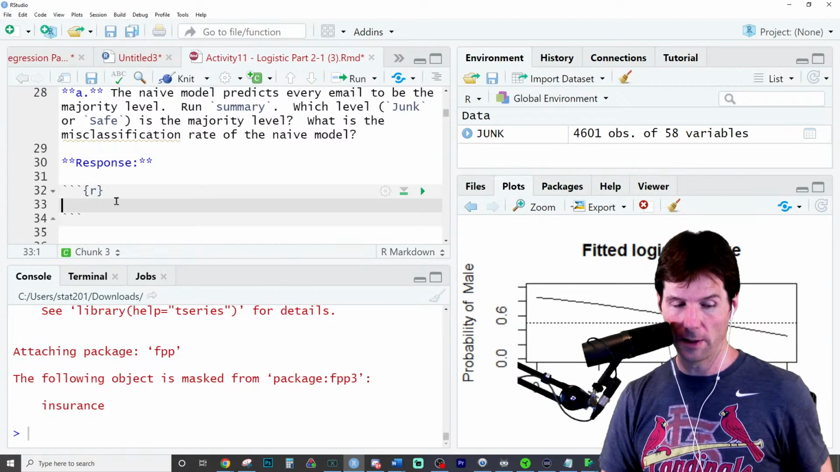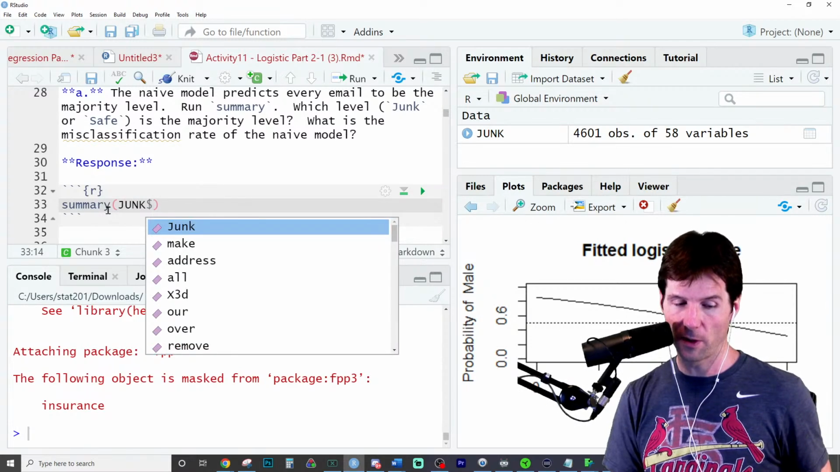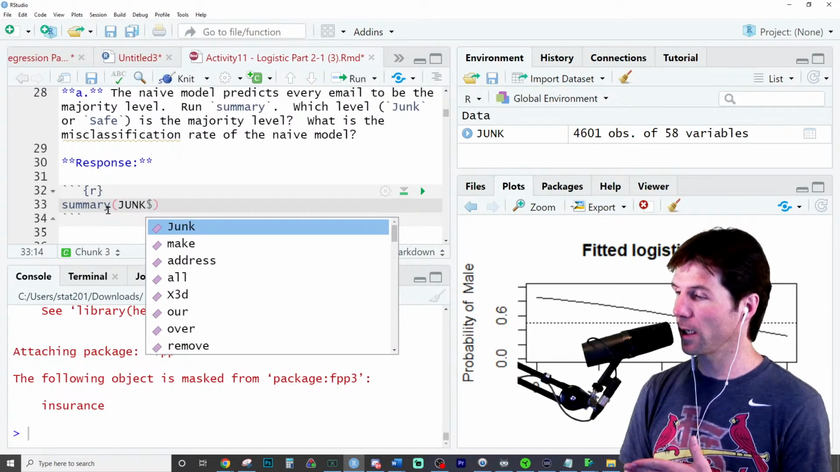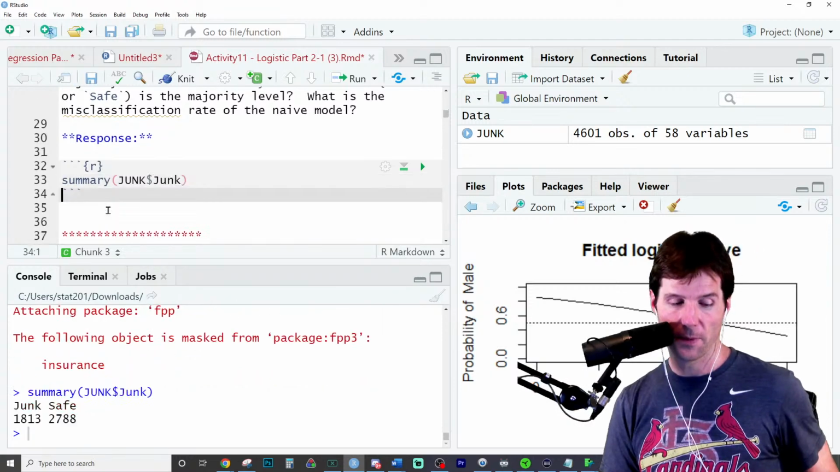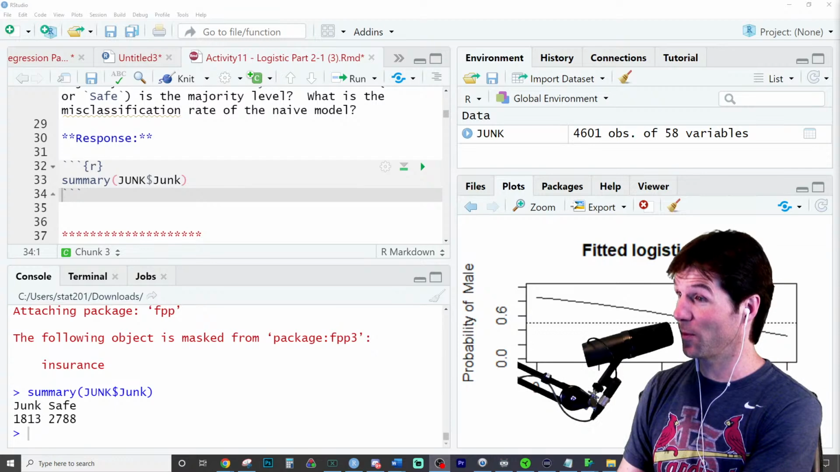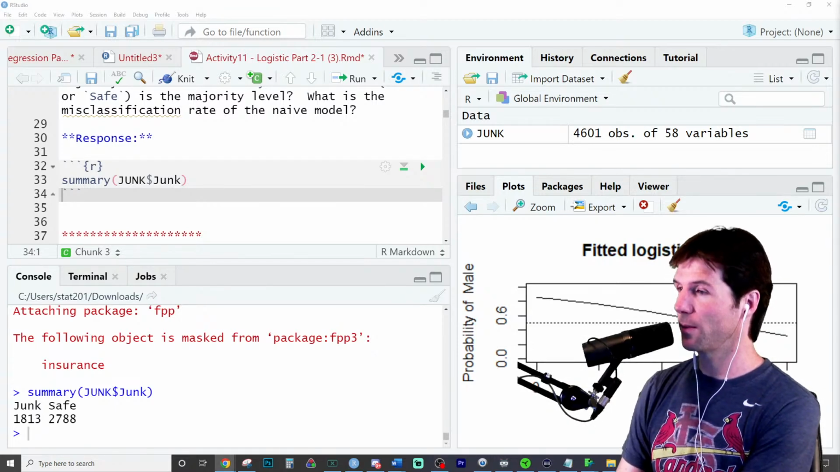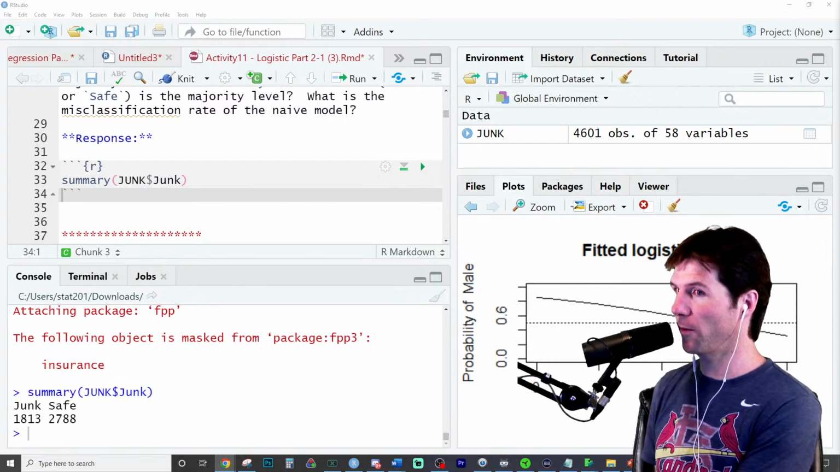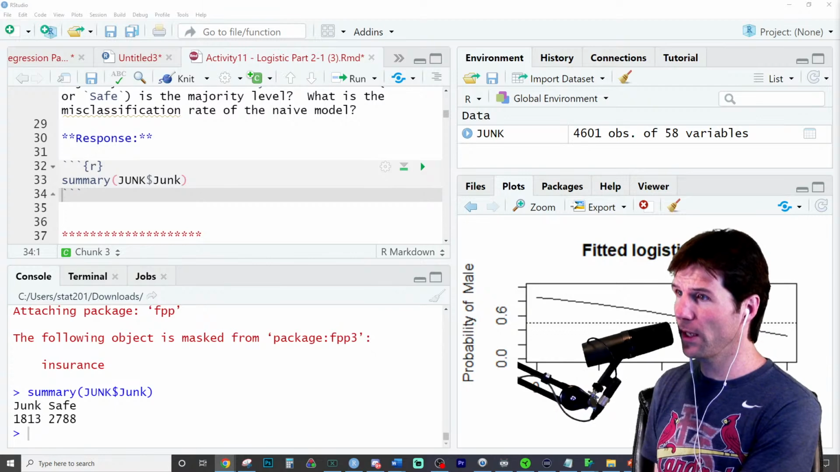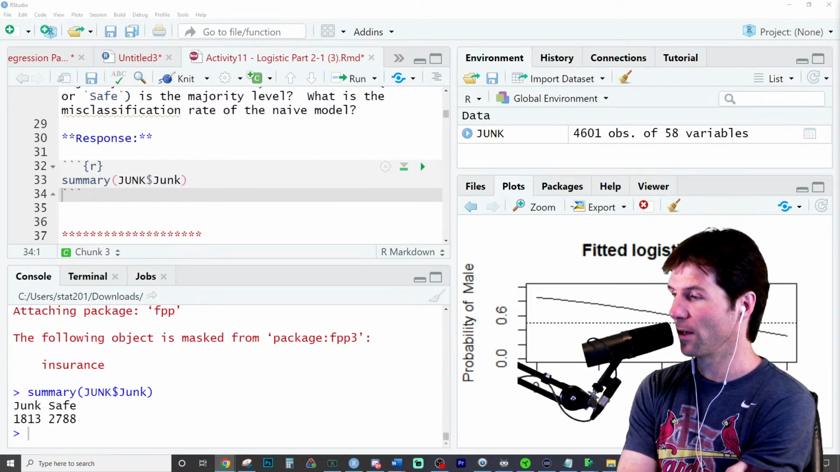So we need to go in here and go to summary and run it on the junk data set. Make sure it is lowercase junk except for the capital J. Now, what do you notice about this? Most emails, and this was the late 90s before things got out of control, most emails are what right here? Just look at it and say, from all the emails, from the 4,601 emails, most of them are this. Safe.